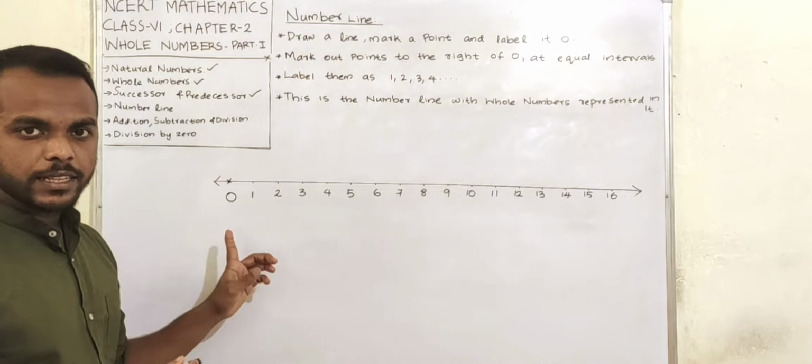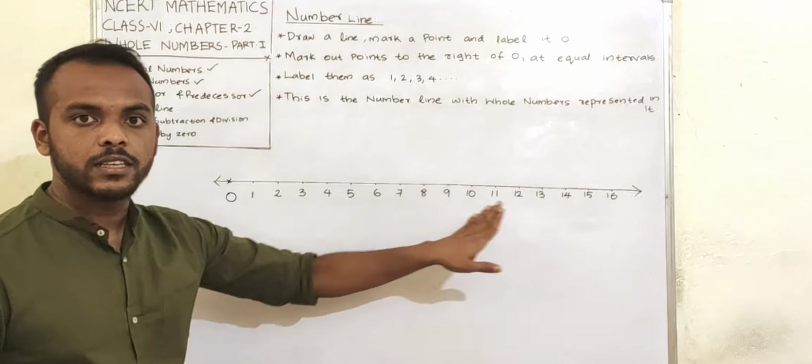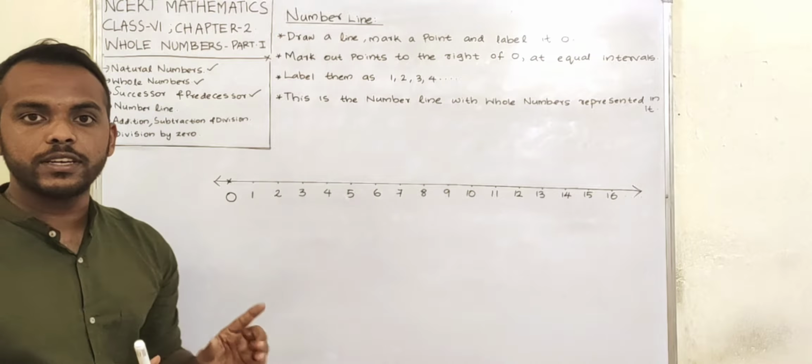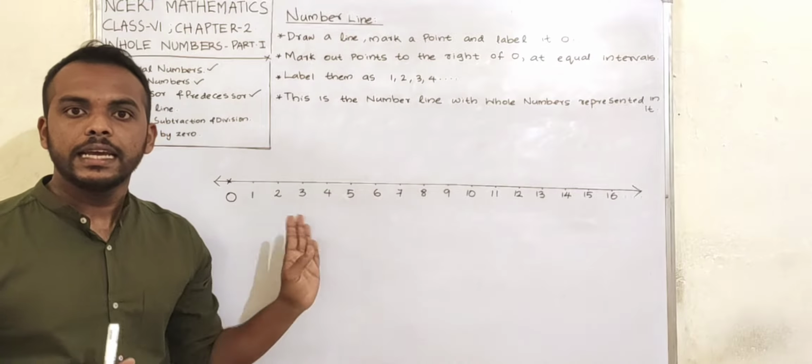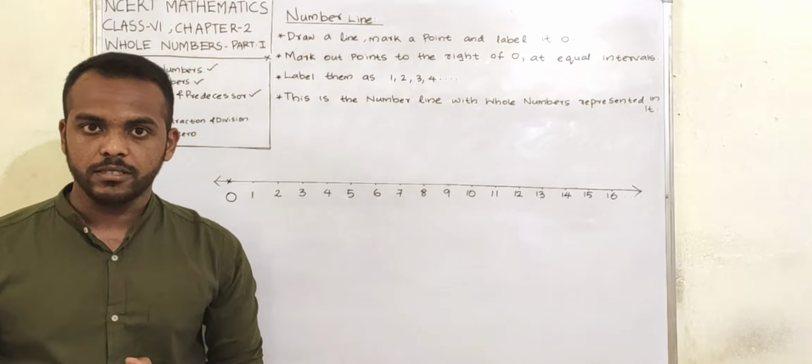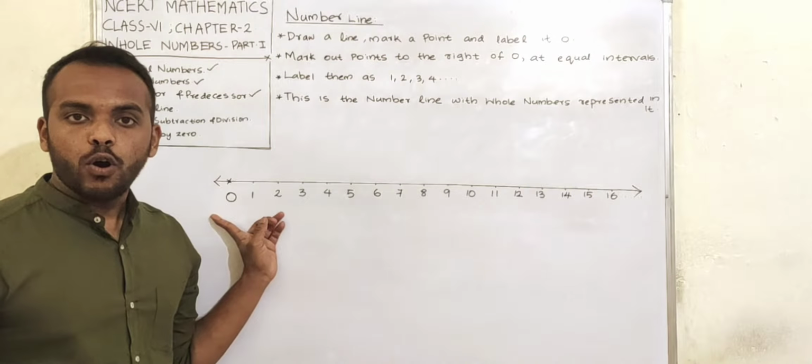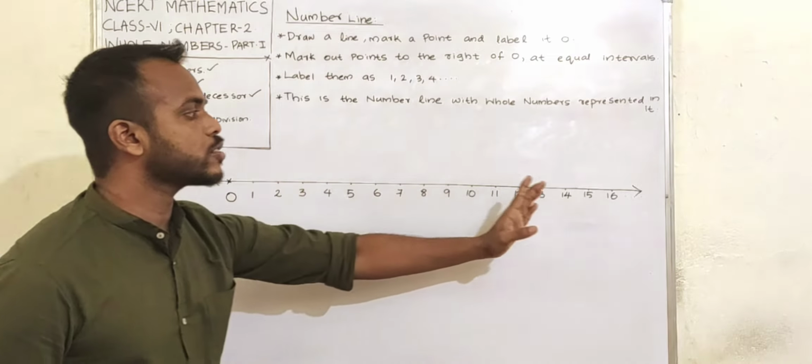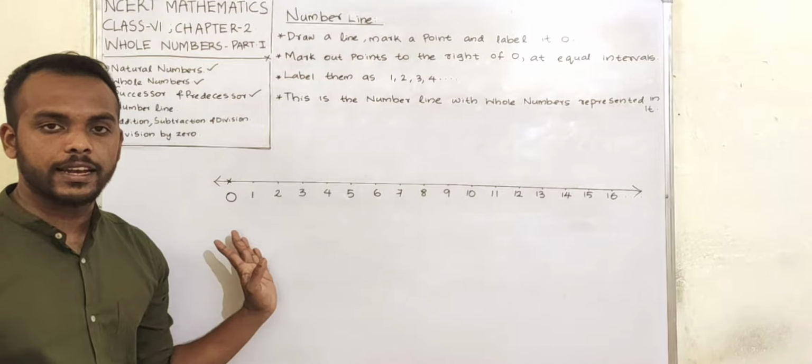What type of numbers are these? Are they natural numbers? No. If 0 is included in the collection of numbers, it is no longer natural numbers. That is the collection of whole numbers. This is clearly a collection of whole numbers being represented on a number line.